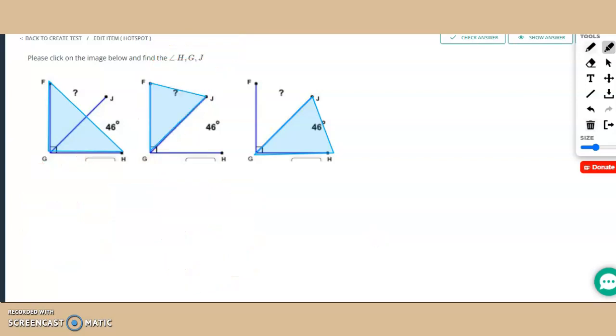So let's look at it. We're going to start with J, and then we're going to go to G, and then we're going to go to H. Well, that one looks closer.